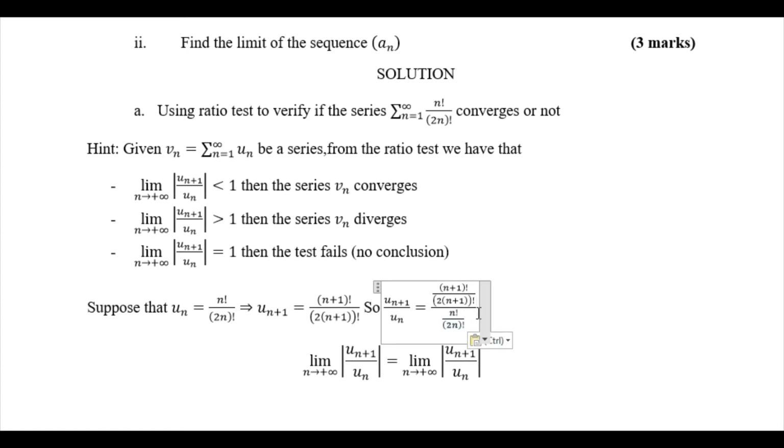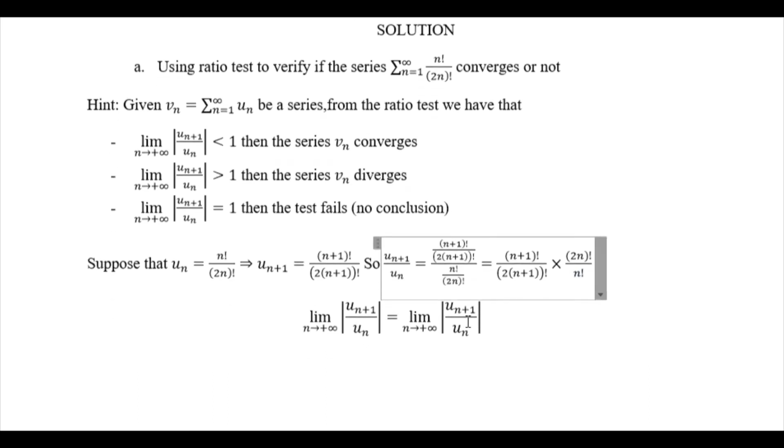So let me write it in a better way. I can rewrite it like this: u of n plus 1, and then I'm going to use the division sign itself, so divided by u of n. So we can reverse, so it's times, now the denominator of u of n goes up, and then the numerator goes down. All right, so that's it.